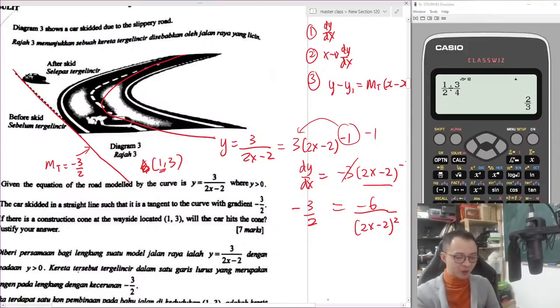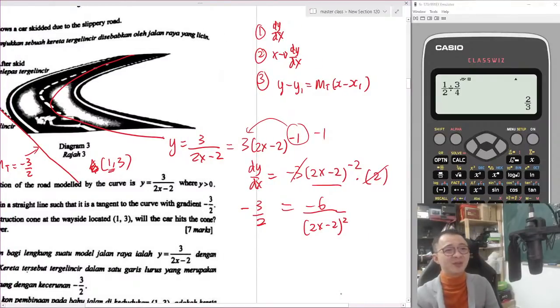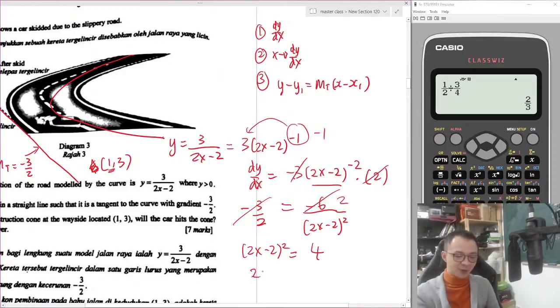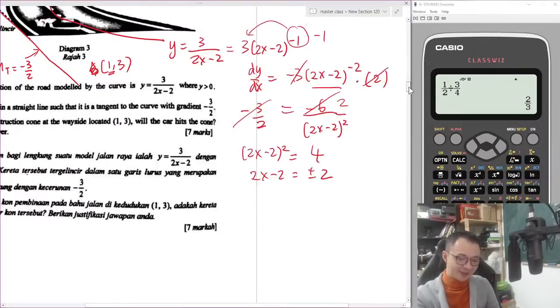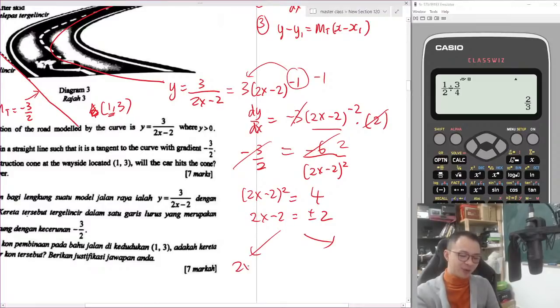Okay, over here we do not know the x value, so we need to find it. Let me rearrange this equation. So 2x minus 2 squared equals, solving this one, I get 2, so it equals 4. So 2x minus 2 equals positive or negative 2 after I square root the 4 here. So we have two answers here. One is 2x minus 2 equals 2, the other is 2x minus 2 equals negative 2. This one gives me 2x equals 4, x equals 2. This one gives me 2x equals 0, x equals 0.